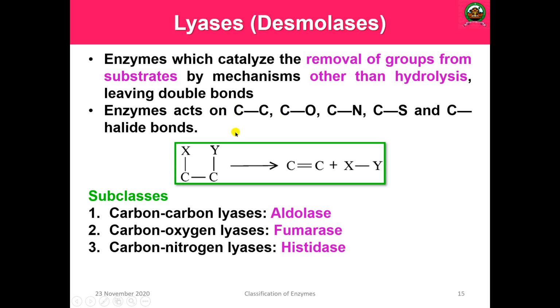Enzymes act on carbon-carbon, carbon-oxygen, carbon-nitrogen, carbon-sulfur and carbon-halide bonds. Say for example this is C, X and Y, where X is a halide and Y is another halide. Here you can see the enzyme will cleave and remove this one and this one. Once X and Y are removed, they form a component and this forms a double bond. So they create a double bond. That is the major important aspect of lyases or desmolases.